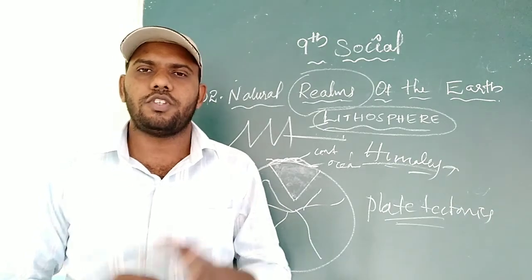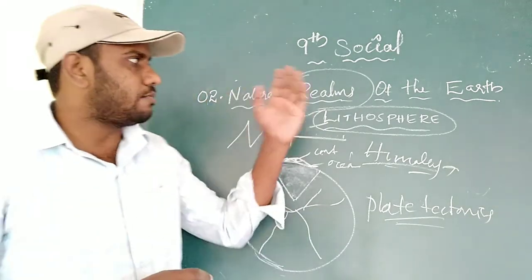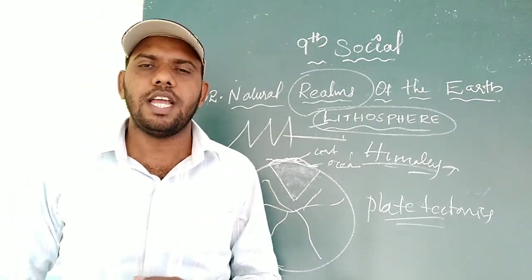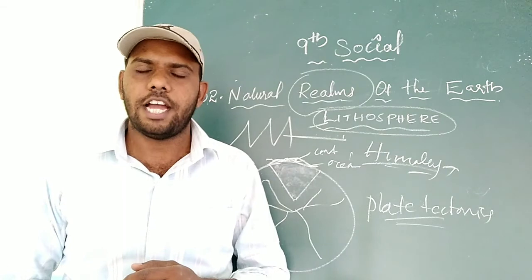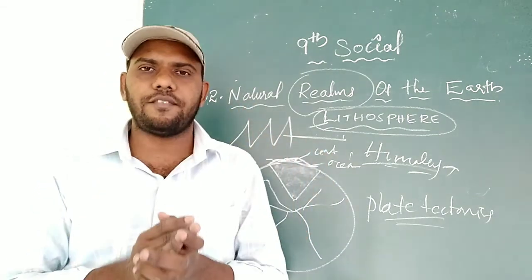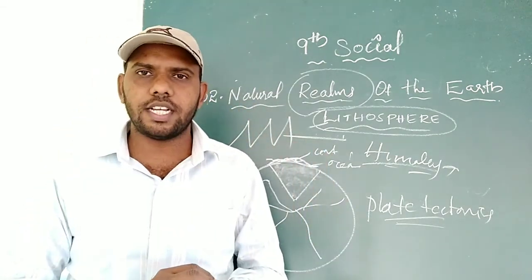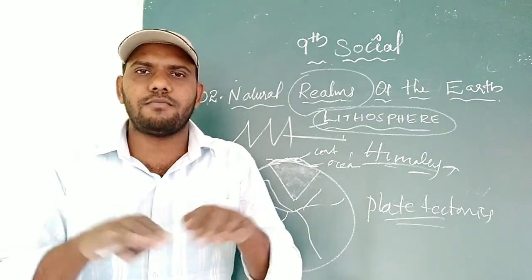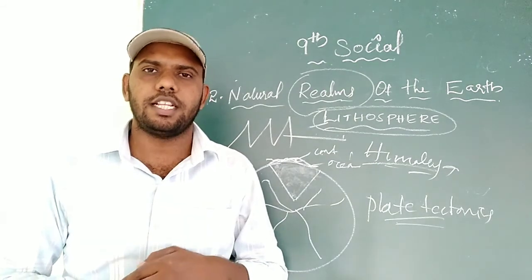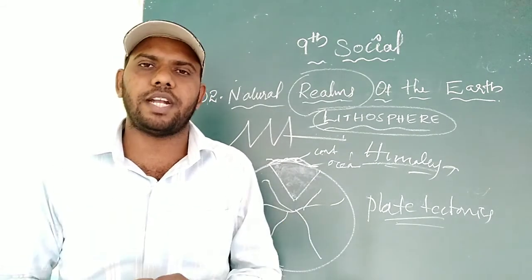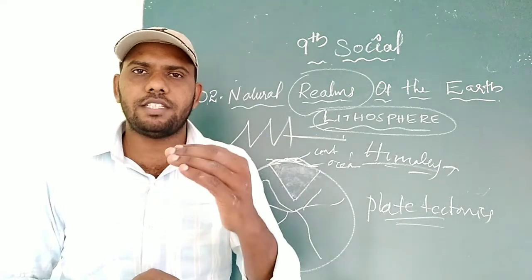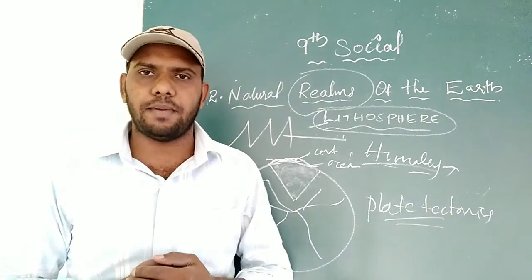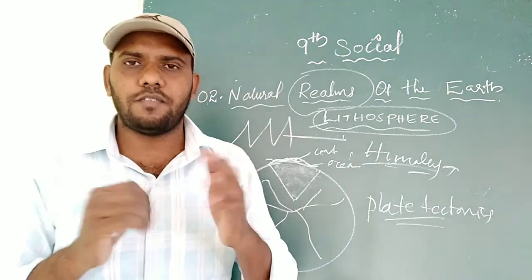Got it, children? So today we have studied the realms of the earth: lithosphere, hydrosphere, biosphere, atmosphere and their interrelations. We also studied how continents are formed and eventually destroyed, and how sea floor spreading forms new landforms under the ocean. We also studied drama at the margin, that is, what happens at the border between the plates. Got it, children? So that's all for today's class.